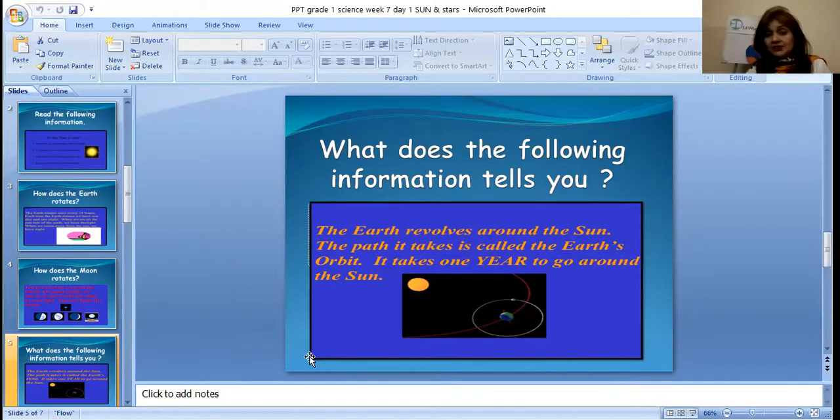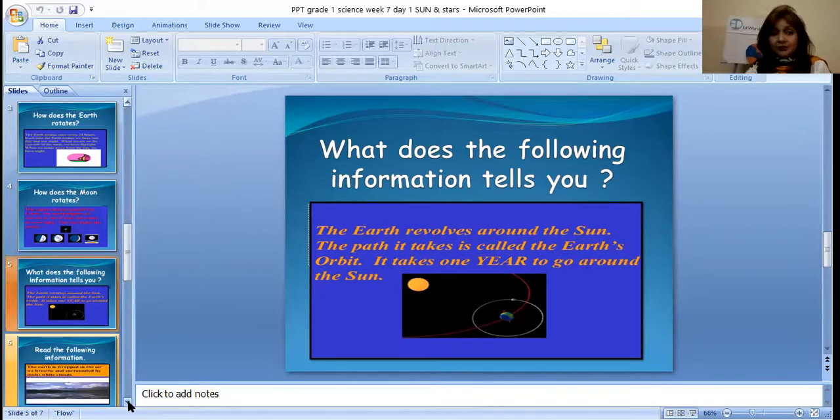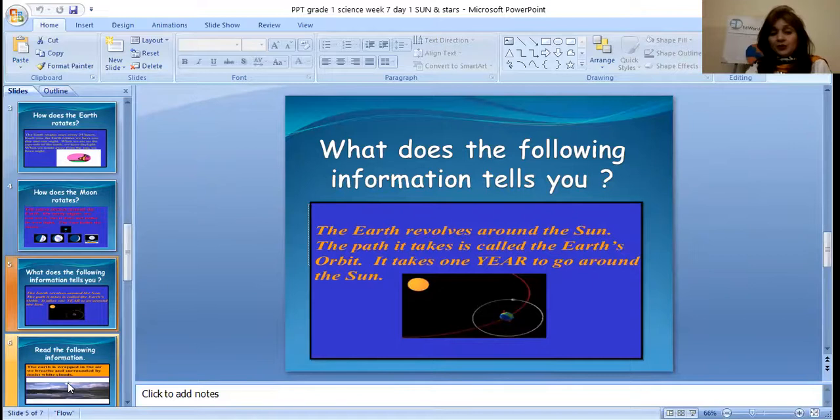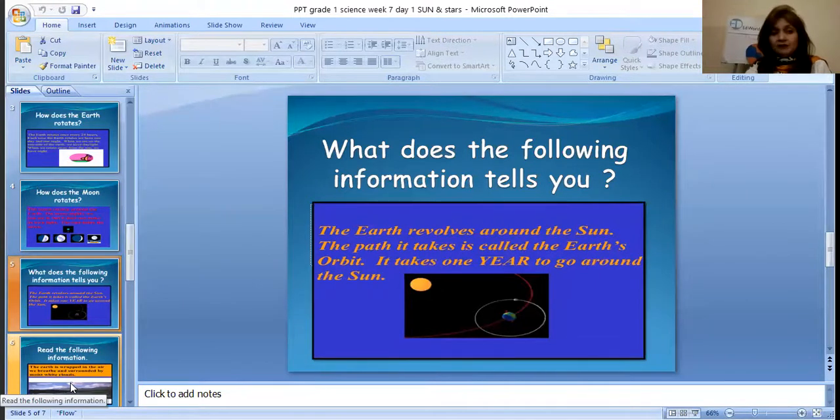Now what does the following information tell you? This information tells you that the earth revolves around the sun. The path it takes is called the earth's orbit. Like see, this is the sun and this is the earth. Now it revolves around the sun and this is the orbit. It takes the whole 1 year to go around the sun. And that is why we have different weather, different seasons over the whole year, because it takes 1 year for the Earth to revolve around the sun, right?